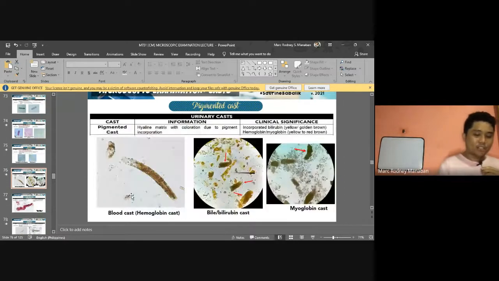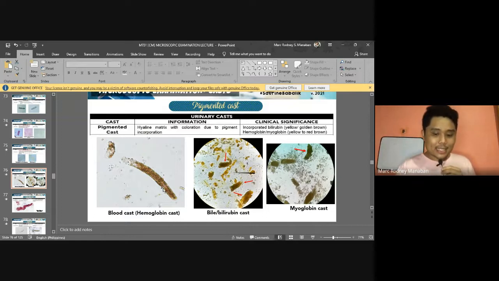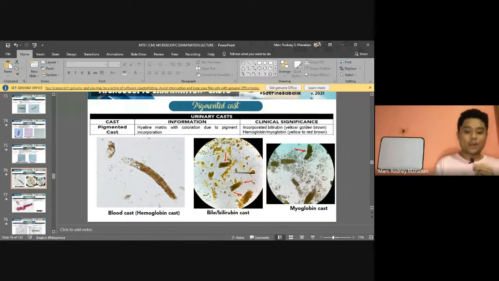Okay, next you have, of course, pigmented cast, the one we mentioned in the RBC cast. When RBCs disintegrate, they may lyse and release hemoglobin, and they may form this homogeneous matrix, brown in appearance, alright? That is now known as the blood cast, or the hemoglobin cast, or the muddy brown cast.